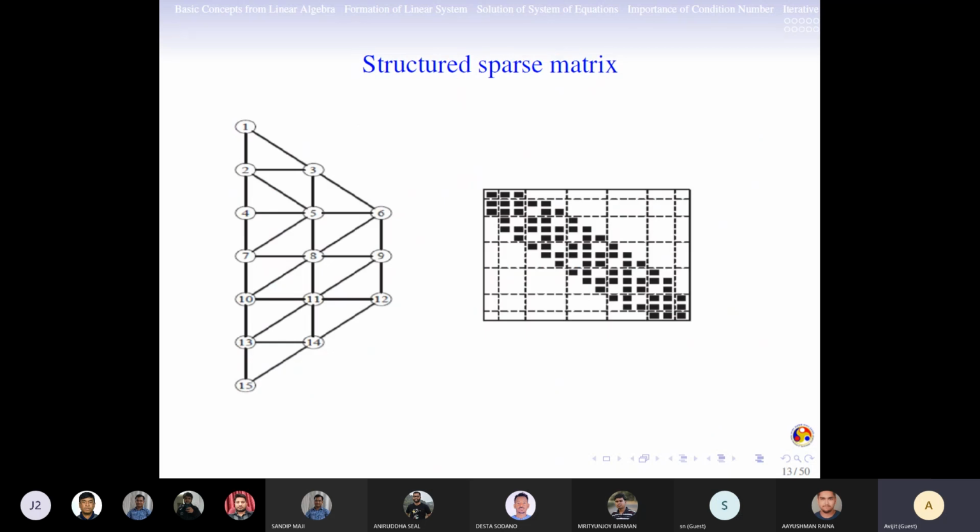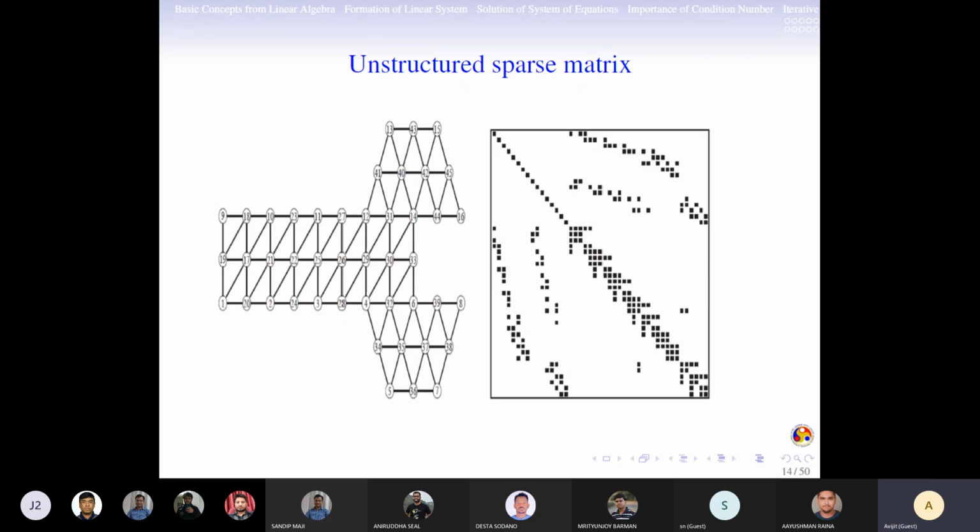Okay, now coming to this figure, you can see this is a domain. It's discretized by triangulations, and if you apply FEM to solve the differential equation in this domain, you get a system of equations where the coefficient matrix will look like this. Only the diagonal elements and some elements alongside the diagonal will be non-zero. This is the black portion, and the others will be zero. So this type of sparse matrix is known as structured. And if you are dealing with a non-uniform domain, in that case, you can see the non-zero elements are scattered. This is not an example of a structured sparse matrix.